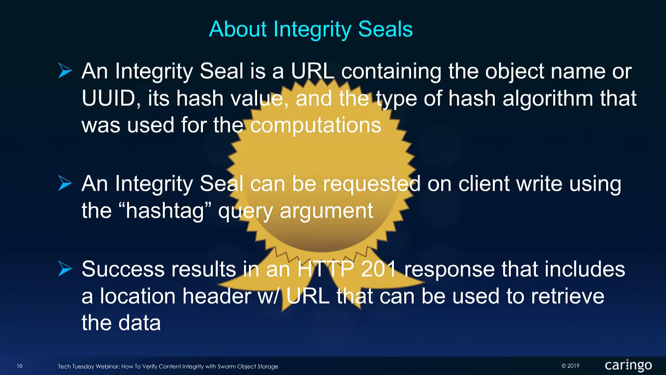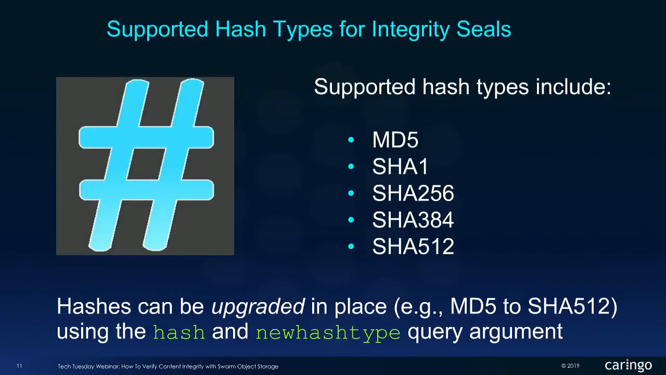And again, an integrity seal can be requested on client write using the hashtag query argument. And a success for that results in a HTTP 201 response, and that's going to include a location header with a URL that can be used to retrieve the data. Not only that, that location header can be used if you want to turn around and change the integrity seal to a different encoding method on the fly in future. So let's talk about that a little bit.